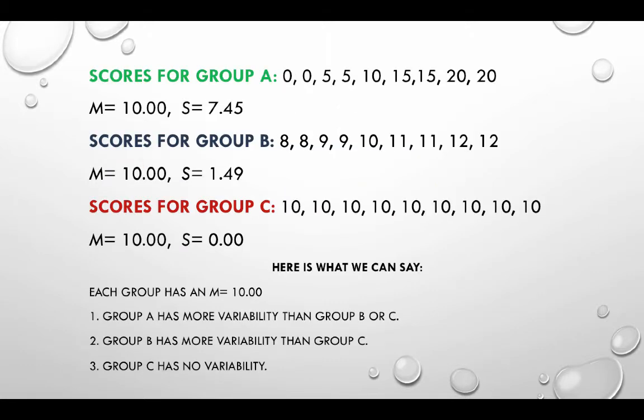So when you look at all three, each group, A, B, and C, each group has a mean of 10, right? So the mean does not change. It's 10 for all of them. But when you look, group A has more variability than group B or C. So A has the most, 0 to 20. Group B, 8 to 12. Group C has no variability. So A has the most. It has more variability than B or C. B has more than C, and C has none.